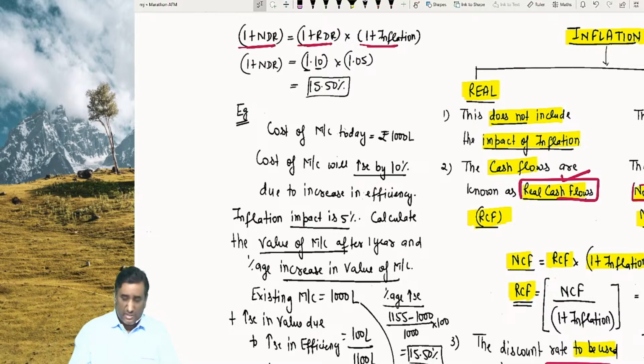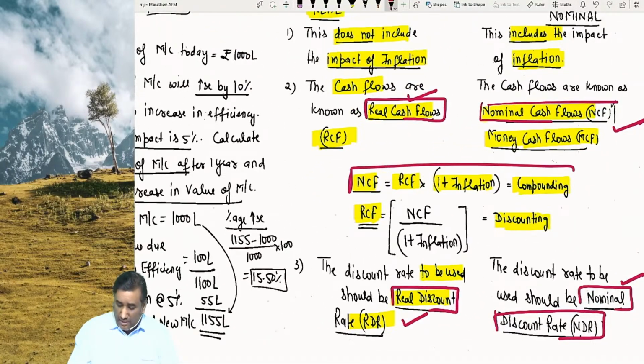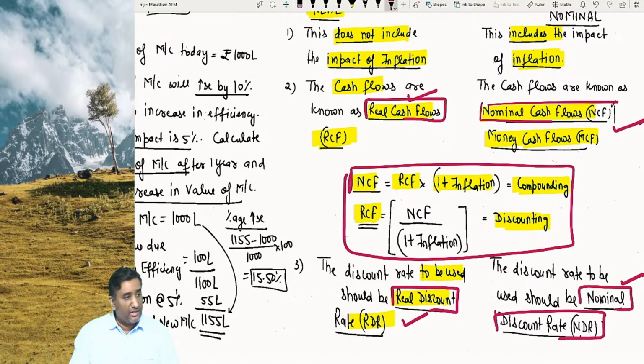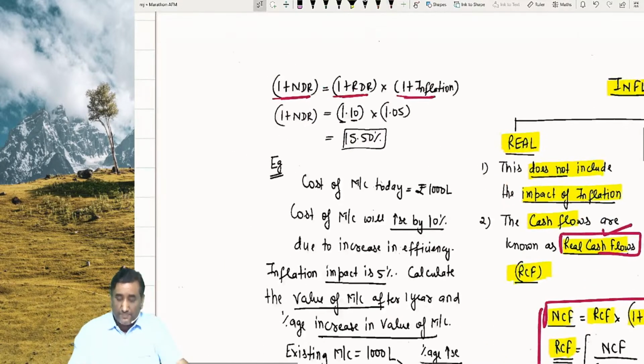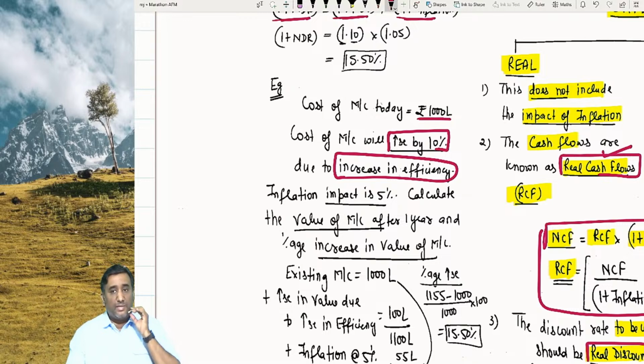Now the two formulas which are required for exam purposes: one is this formula, where you have a compounding or discounting effect, and second is the rate. Now I have taken an example. Machine value is 1000 today, cost of machine will increase by 10% due to increase in efficiency. My wordings are very clear, and mark this topic as important, from a capital budgeting point of view also. So both sides this topic will become important for us.